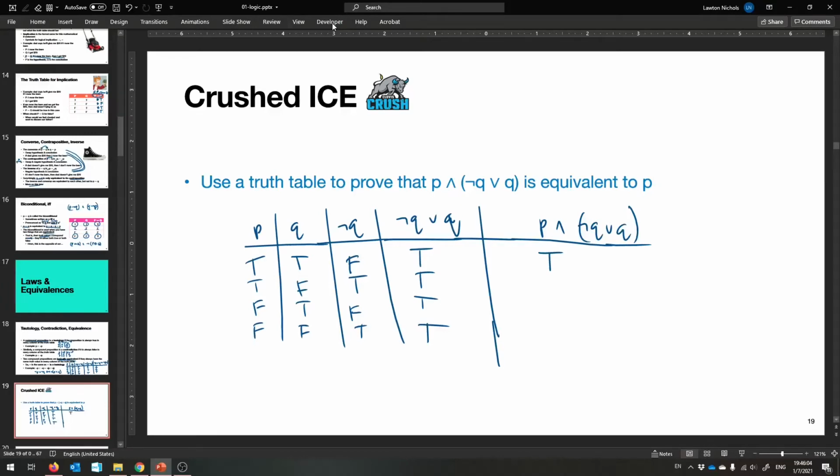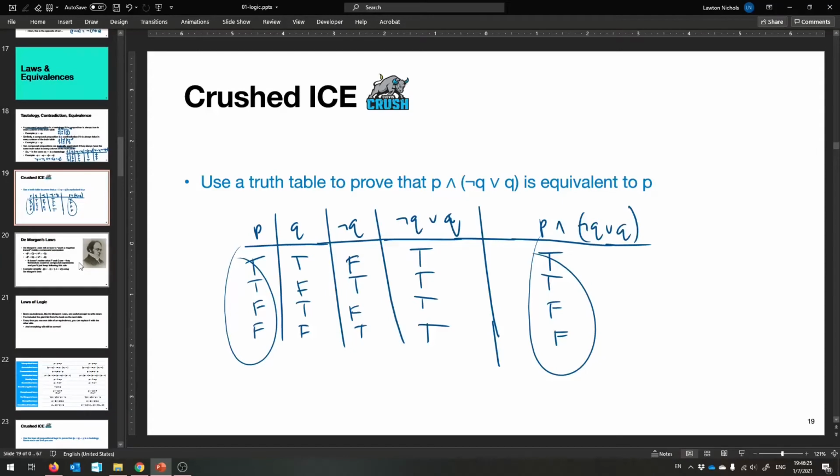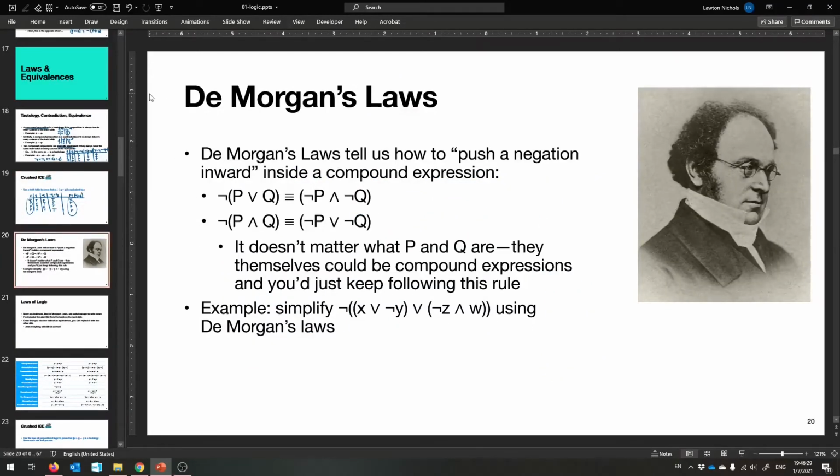So true and true is true, true and true is true, true and false is false, true and false is false, false and true is true. Okay, there we go. False and true is false. It's hard to write and talk. I'm sorry. So again, we have this and this. They correspond. They're equivalent. That is the proof. Okay, if you want to get fancy, you can make the biconditional, but that's extra. We don't have time for that.